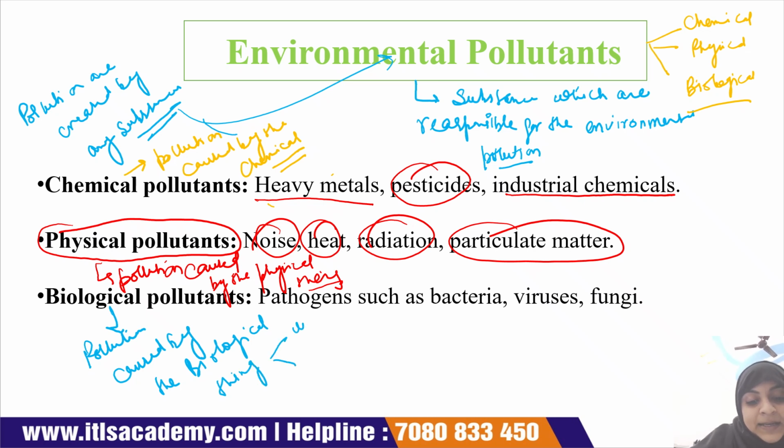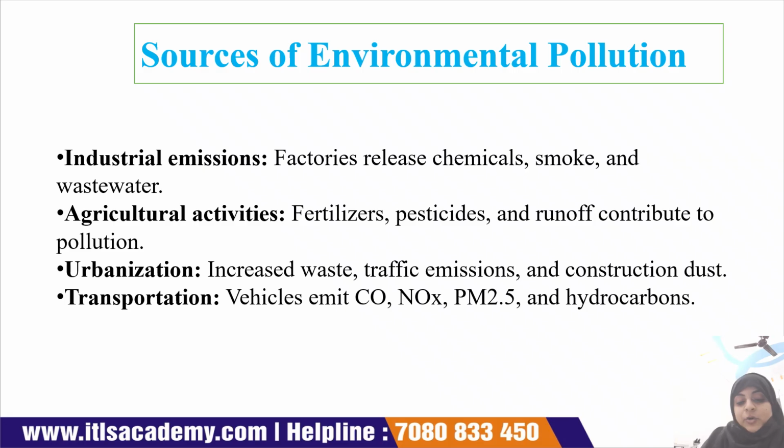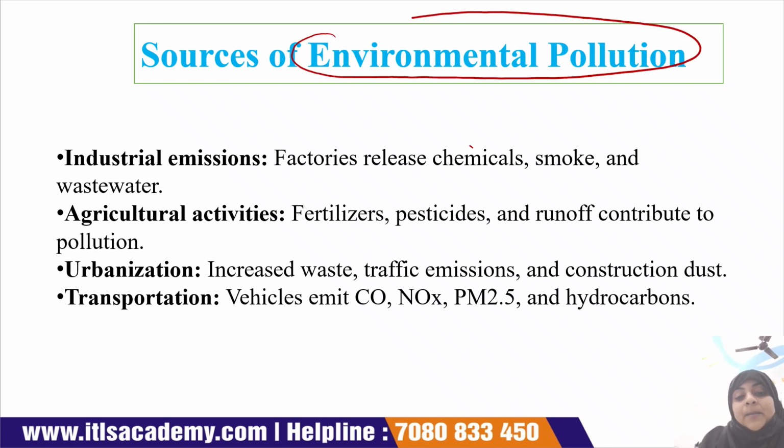Either they are insects or they are microorganisms. Microorganisms are pathogenic, like bacteria, viruses, and fungi. Next are the environmental sources of environmental pollution. Now, when pollution is caused, obviously it can be caused by different sources, so we have to discuss those sources. What are the reasons behind environmental pollution?